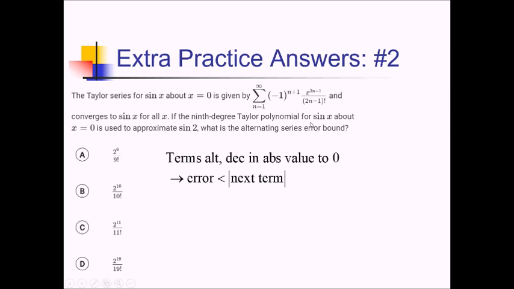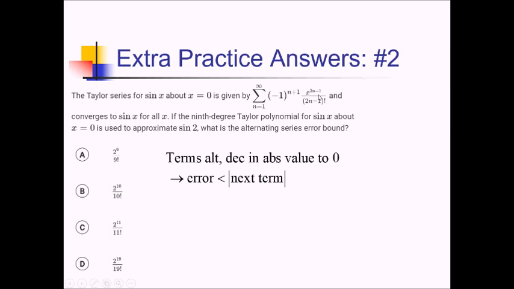So now what is the next term? Well, we need to figure out what the current term is. We don't even know what n is to start with. If we did, we could just add 1 to that number and plug it in for n here. So they said a 9th degree Taylor polynomial. This is the key to figuring out where we are.